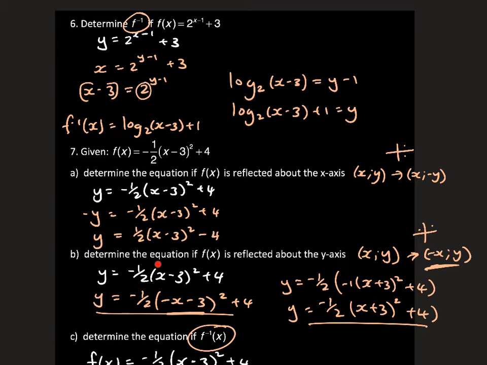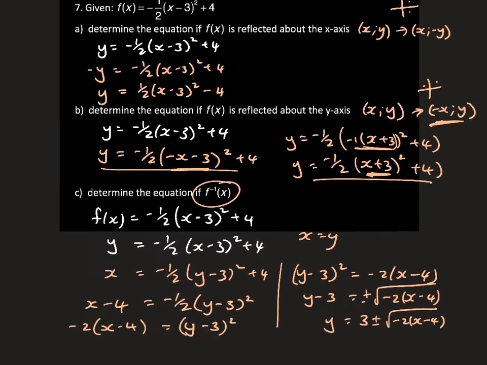Part B, determine the equation of f(x) reflected about the y-axis. What happens if it reflects about the y-axis? Good question. That means the x value is multiplied by minus 1, but the y value stays the same. So again, the x value is multiplied by minus 1. Do you see that? Okay, and then just remember there's a different way to write this. You can take out minus 1 as a common factor there. Take minus 1 out, so it becomes (x plus 3). And if you square all of that, you're just going to get (x plus 3) all squared, plus 4.